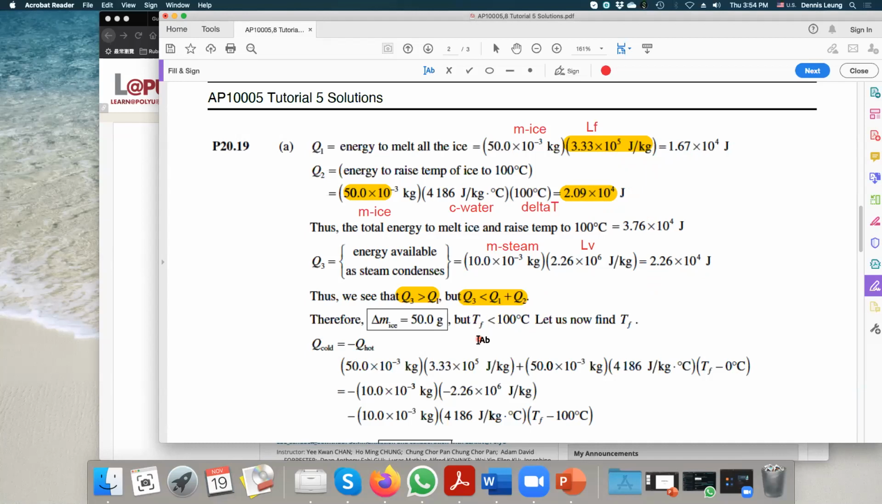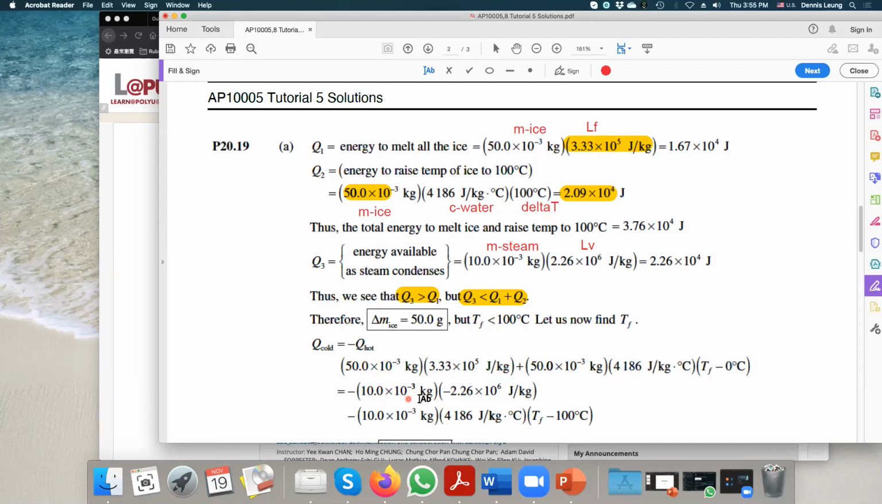So you try to determine the final temperature in this case. Q cold refers to the heat energy gained by the ice as it melts and increases in temperature in water form. So ice melting, Q1, plus the water from ice, which is now in the form of water, being heated up to some final temperature.